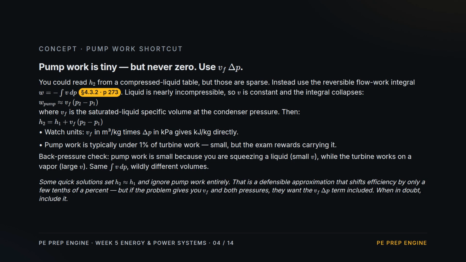Pump work. You could read H2 from a compressed liquid table, but those are sparse. Instead, use the reversible flow work integral, minus the integral of V dP. Liquid is nearly incompressible, so V is constant, and the integral collapses to Vf times the pressure rise. Then H2 equals H1 plus that term. Watch units. Specific volume in cubic meters per kilogram times pressure in kilopascals lands straight in kilojoules per kilogram. Pump work is usually under 1% of turbine work. Small, but the exam rewards carrying it. It is small because you are squeezing a liquid. The turbine works on a vapor with a far larger specific volume.